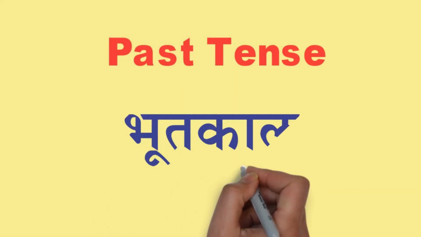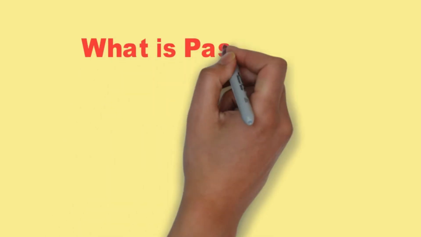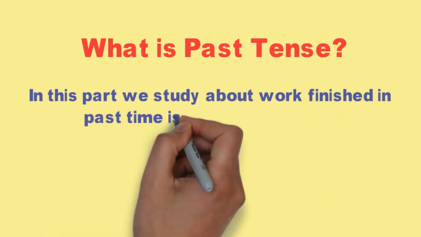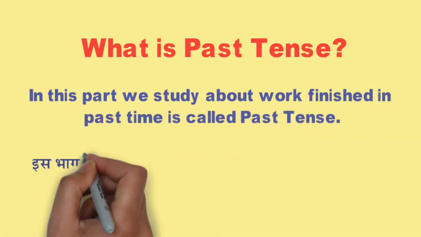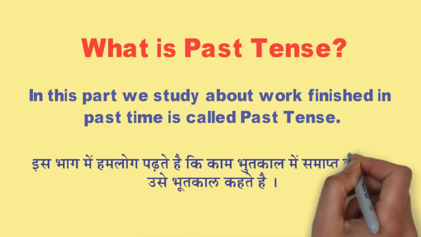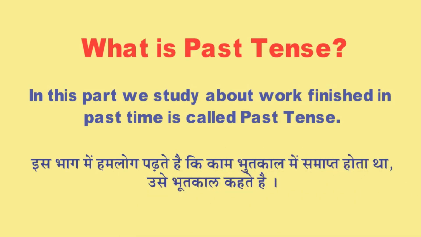Past tense, Bhutkal. What is past tense? In this part, we study about work finished in past time is called past tense. इस भाग में हम लोग पढ़ते हैं कि काम भूतकाल में समाप्त होता था, उसे भूतकाल कहते हैं.